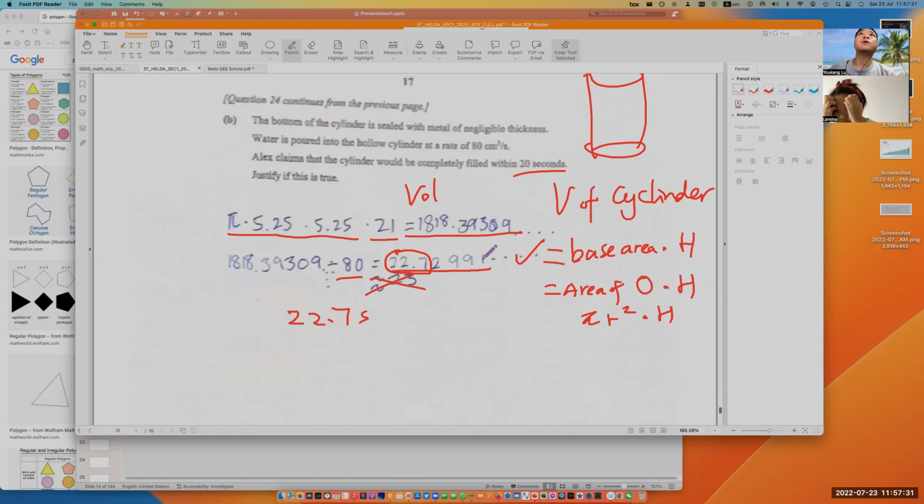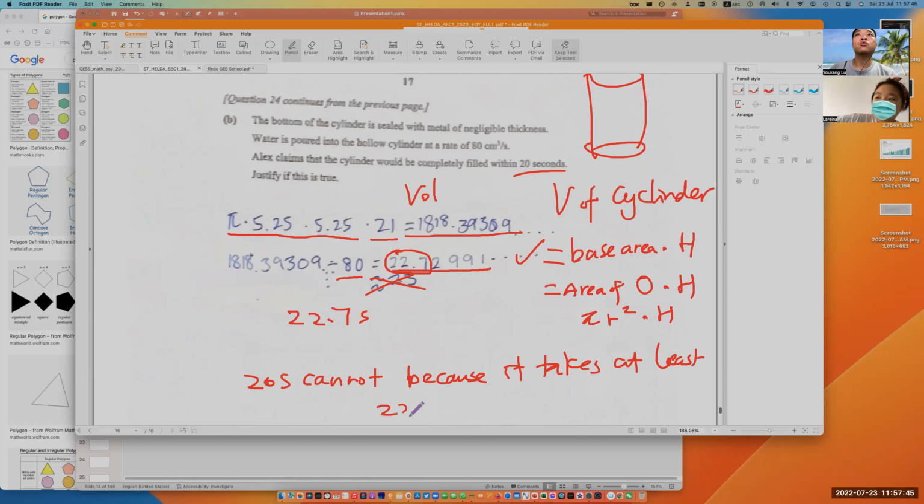So basically how you explain is you just say 20 seconds cannot, because it takes at least 22.7 seconds. Okay, so that's how you explain.